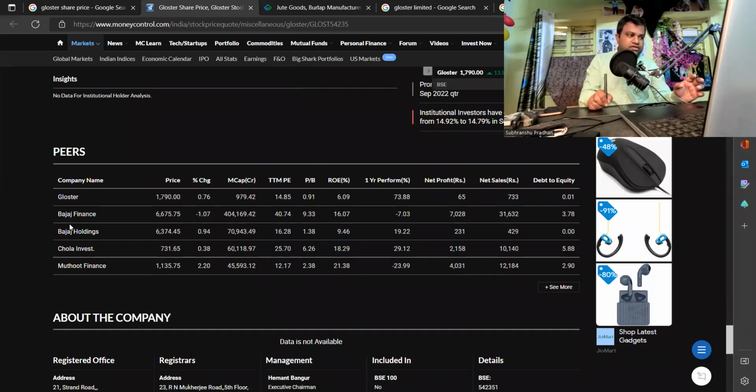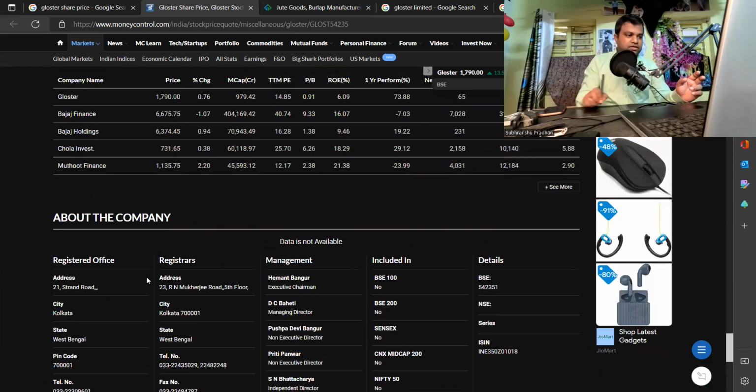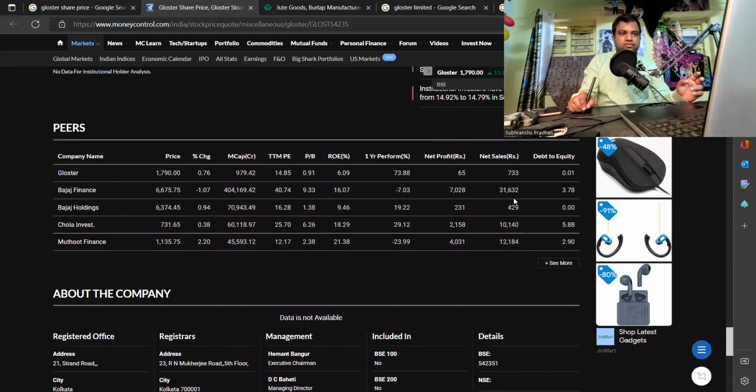So the peers they have shown, but I'm not finding this right. What are these peers, because Bajaj Finance, Bajaj Holdings, these are generally NBFCs. But Gloster has returned its certificate of NBFC, it shouldn't be in this category. Moneycontrol.com must update this one. They have not updated, I think. Okay, so this is all about Gloster Limited.